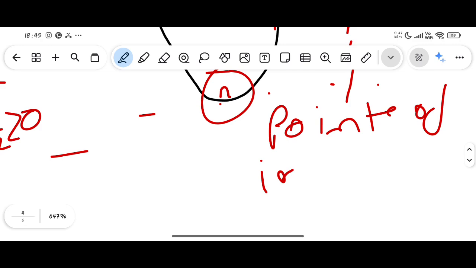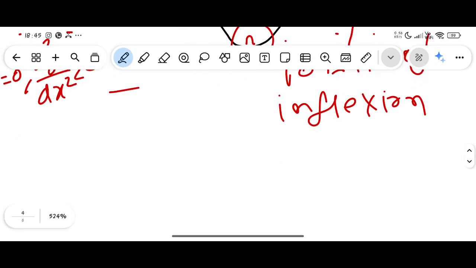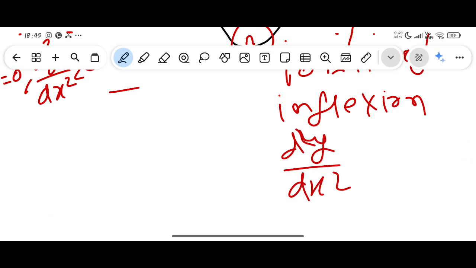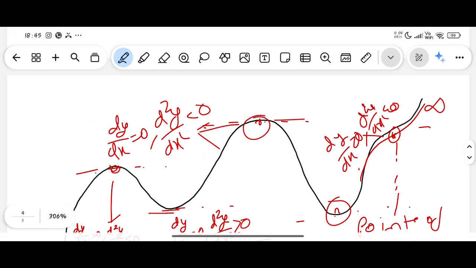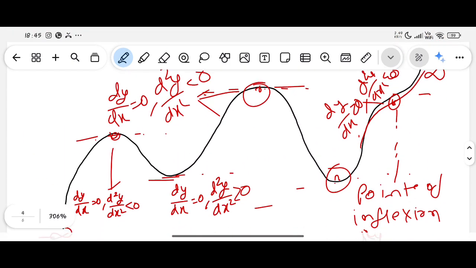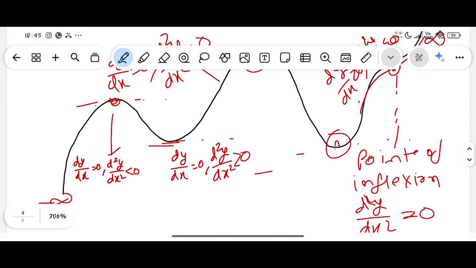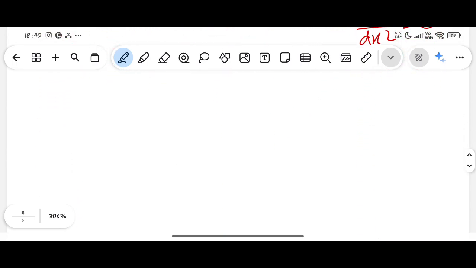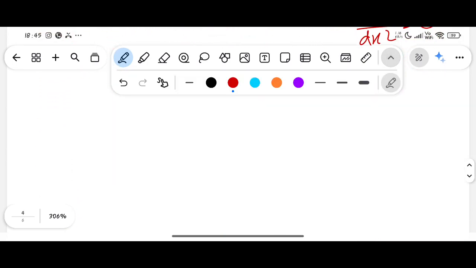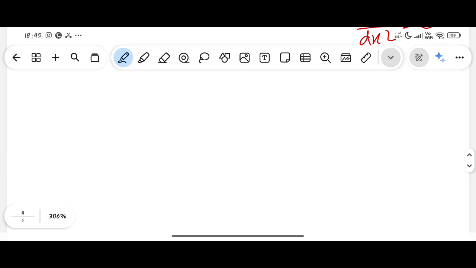Point of inflection, right? And point of inflection means d2y/dx2 equal to 0. So I hope this is clear to you, and see this diagram for better understanding. And I am just writing it properly. If you want, you can write what I'm saying, if you haven't made any notes yet, but I'm writing it once again.